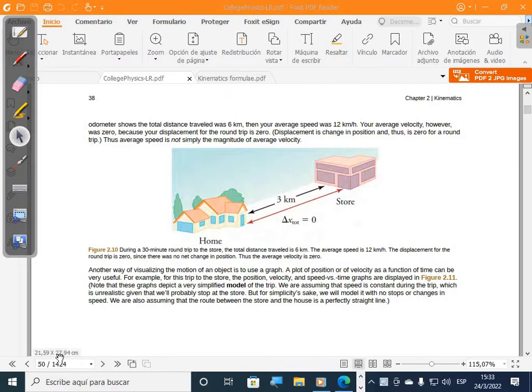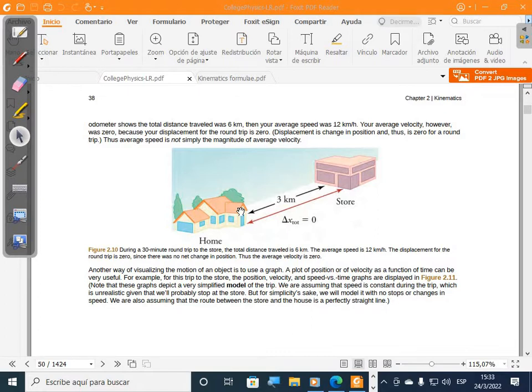It says during a 30-minute round trip to the store, the total distance traveled is 6 kilometers. That person went from the house to the store and then came back. The average speed is 12 kilometers per hour. The displacement for the round trip is 0, since there was no net change in position. Thus, the average velocity is 0. So we will prove if those statements are true or false.